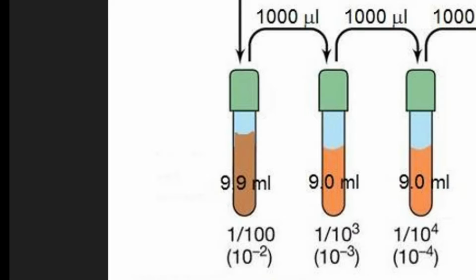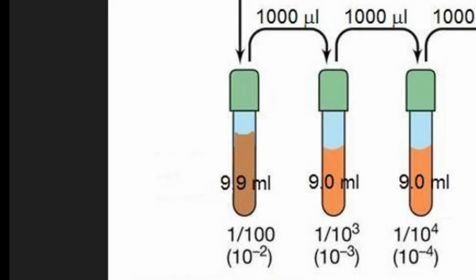Now you'll remember from the very first lab we did that 1/100th as a fraction is equivalent to 10 to the minus 2 in scientific notation. So typically, we don't say this is a 1 to 100th dilution. We say this is a 10 to the minus 2 dilution. What's in this first tube is diluted 10 to the minus 2 as compared to the culture.